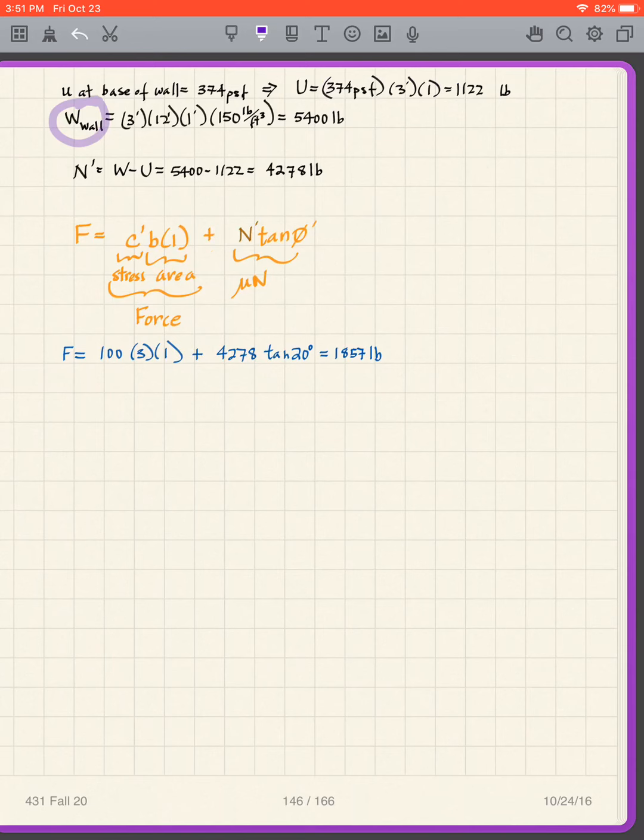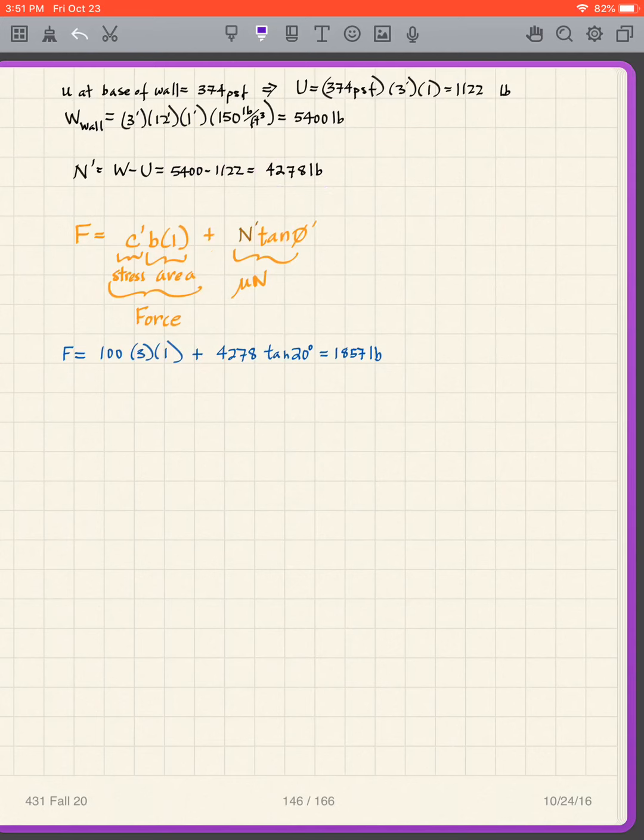The weight of the wall: it's 3 feet wide by 12 feet deep, 150 pounds per cubic foot for the unit weight of concrete, 1 foot perpendicular to this paper. I get 5,400 pounds. The difference between those two, 5,400 minus 1122, is my N prime, which gives me 4278. That is what is available to help produce the friction.